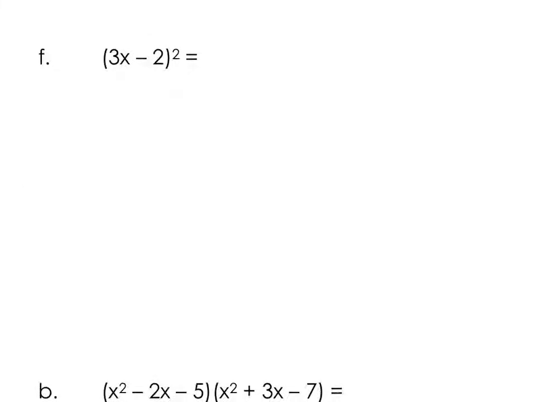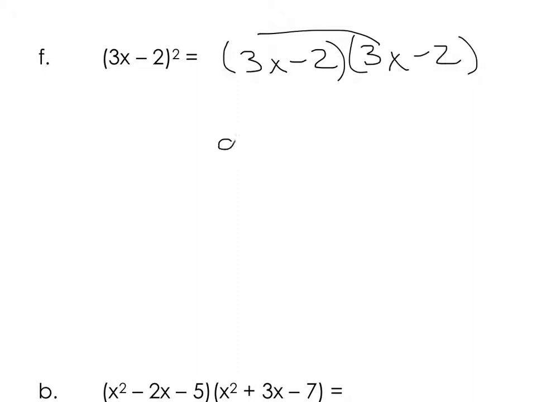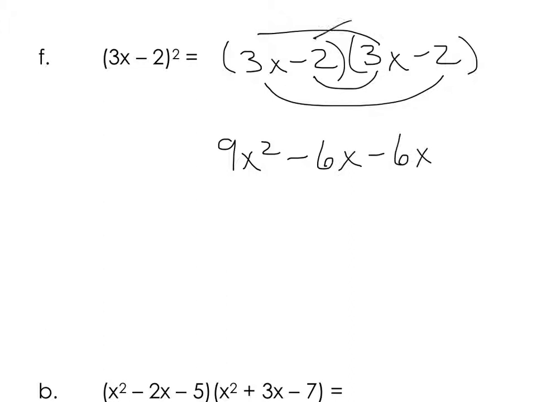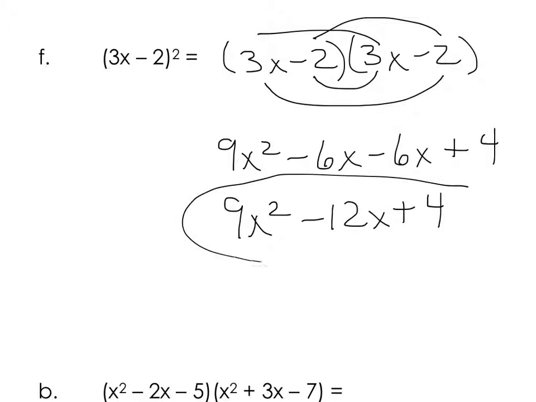How do you square something? You write it down twice, and you FOIL it. First, 9x squared. Outside, minus 6x. Inside, minus 6x. Last, plus 4. 9x squared minus 12x plus 4. That's our answer. How do you square something? You write it down twice and you multiply.